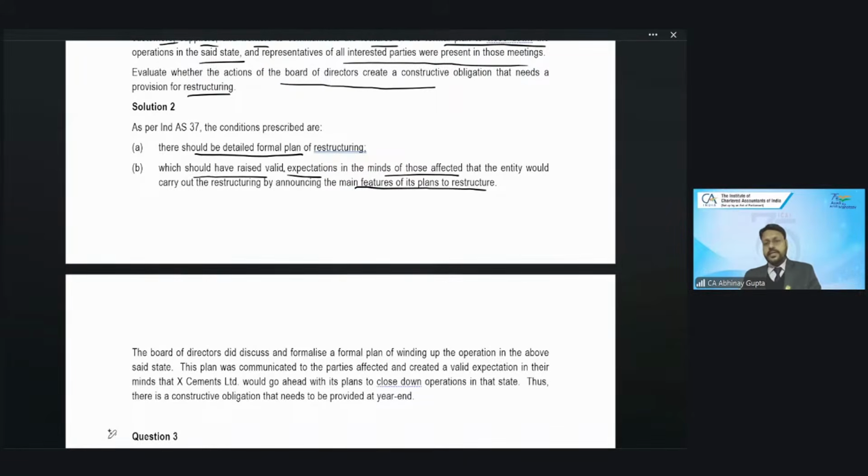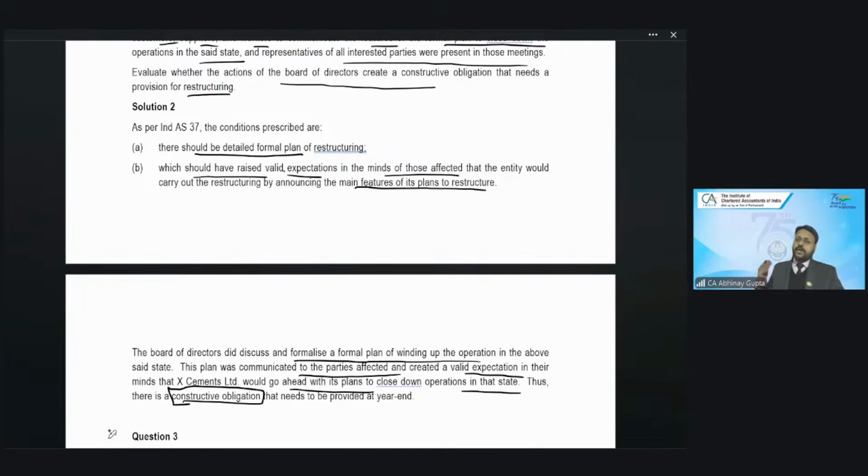Is it done? Yes. In our present case, they have conducted the meeting with the customers, suppliers, and the employees. They have announced that they are going to shut down the company, and they are advised to make their alternative arrangements. The board of directors did discuss and formalize a plan of winding up the operation in the above state. The plan was communicated to the parties affected, which created a valid expectation in their minds that the company will go ahead with these plans to close down the operations in the state. Thus, there is a constructive obligation.